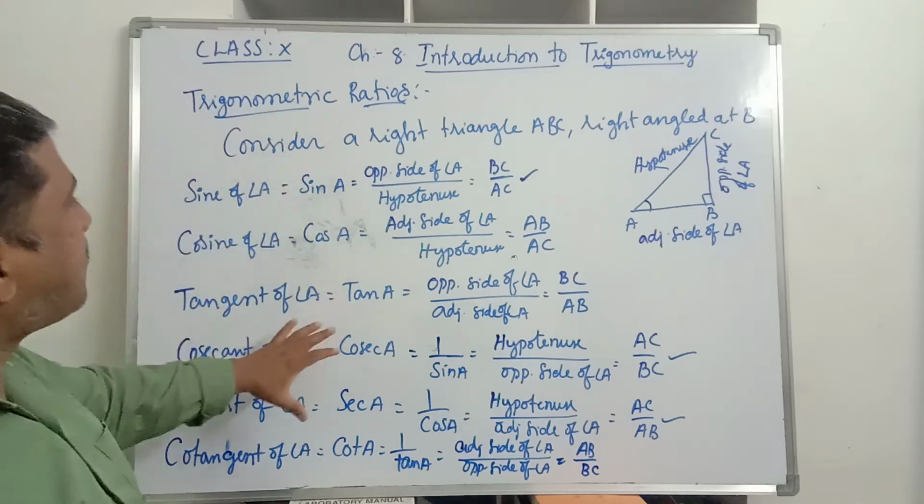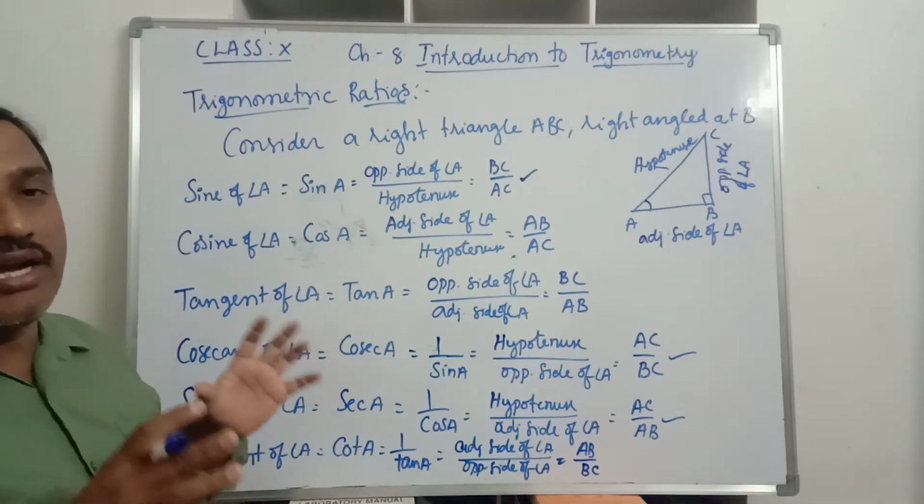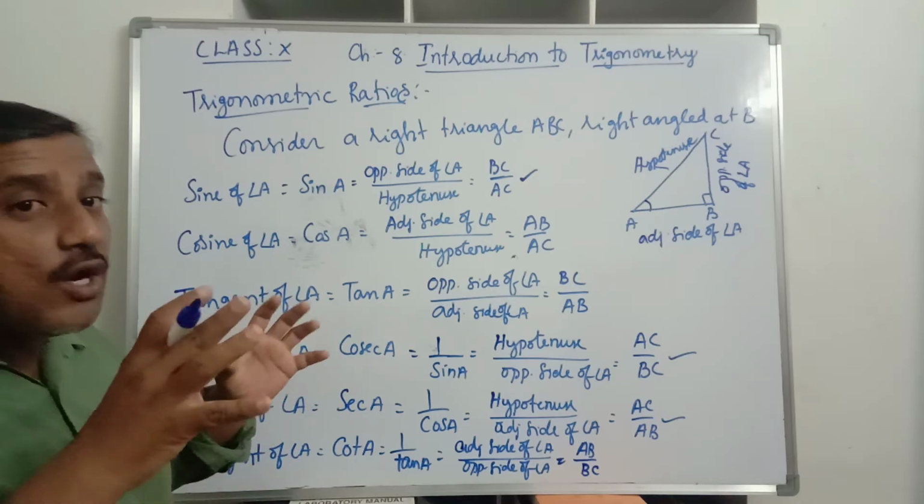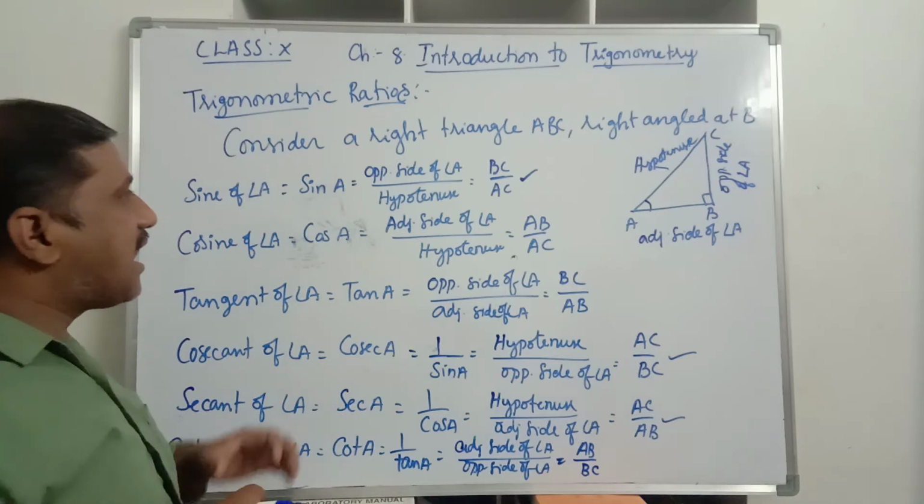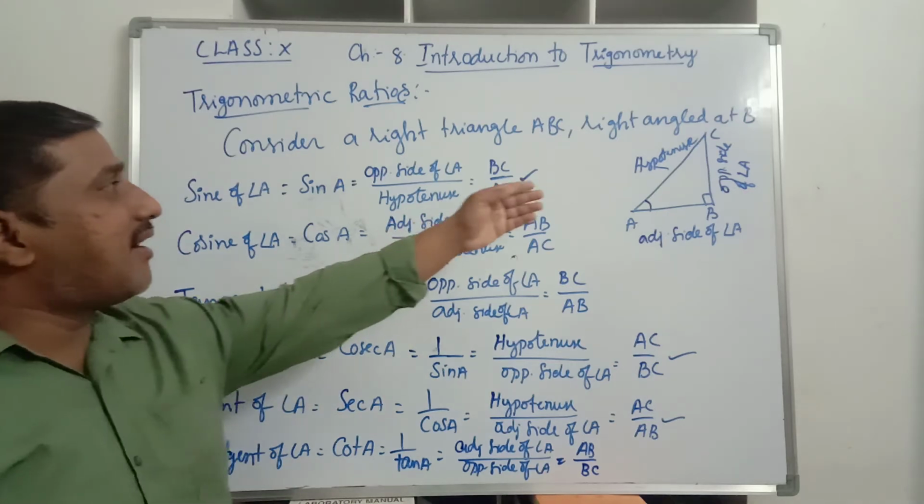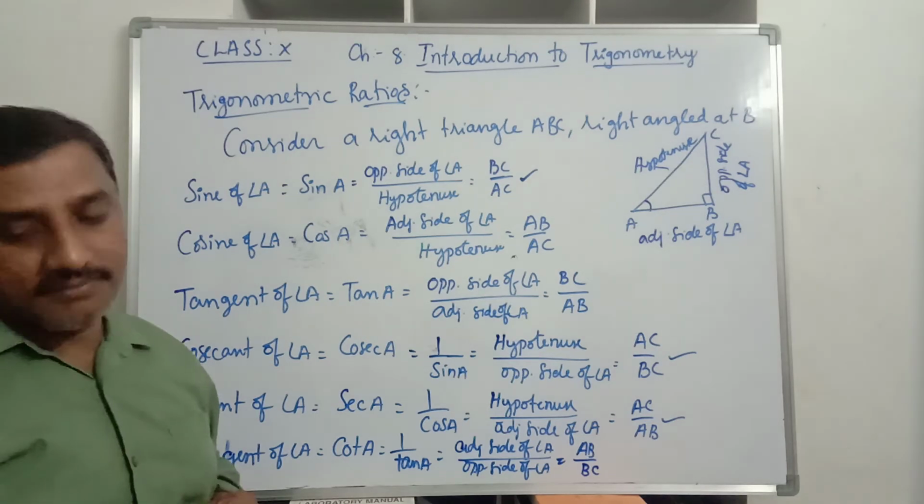Is it clear? These are the 6 ratios we will study, and we will study them only for acute angles. We will study in class 10 only for acute angles. Now we will derive the same 6 ratios for angle C. Clear?